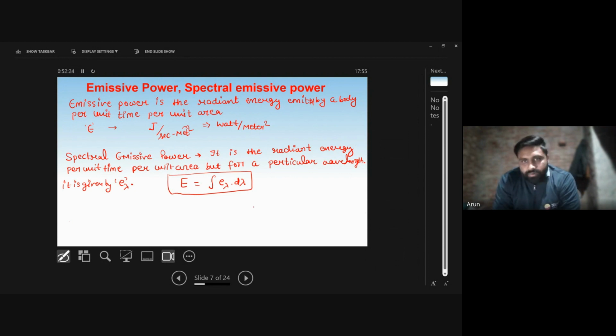Got it? It is also termed as spectral radiant emittance. Okay, so this is it.